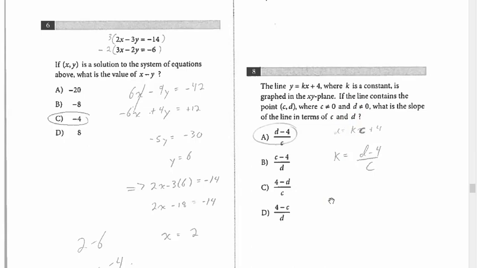Line y is equal to kx plus 4, where k is a constant, so k is just a number, is graphed above. The line contains the points C, D, where C and D are not equal to 0. That means I could put them in the bottom of a fraction. That's all that term means, we could divide by them. What is the slope of the line in terms of C and D? First I wrote my equation. D equals K times C plus 4, because that's where they're going in. C is my X, D is my Y. K represents that slope, because C and D are just some numbers. So I got K by itself in terms of C and D, and I found my slope.